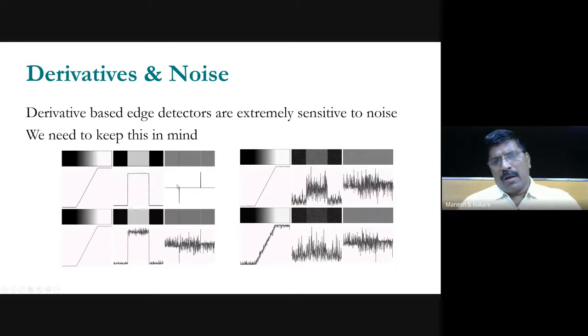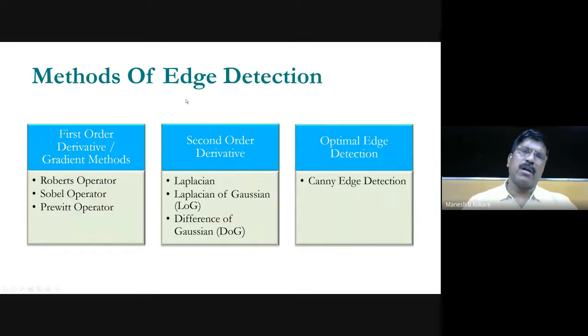Another thing is that, suppose the image is corrupted with noise, then how will this gray level profile look? You can see the gray level profile of these images. Now detecting the edge in this is really challenging with only first order or second order derivative methods. So we have to use other methods which will remove noise first.